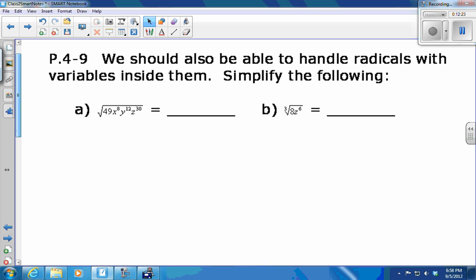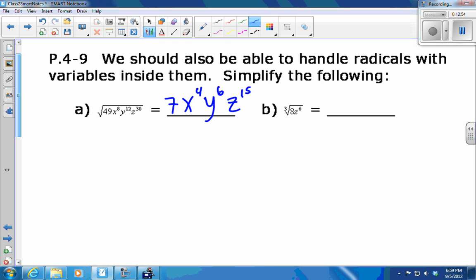All right, you should be able to handle radicals that have variables inside them as well, not just numbers. So let's see, I want to simplify these. The square root of 49 I know is 7. What's the square root of x to the 8th? X to the 4th, yeah. And the square root of y to the 12th? Y to the 6th. And the square root of z to the 30th? Z to the 15th. So why is it that I took half of each of these exponents?